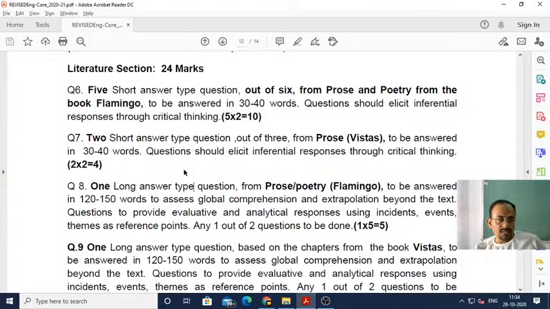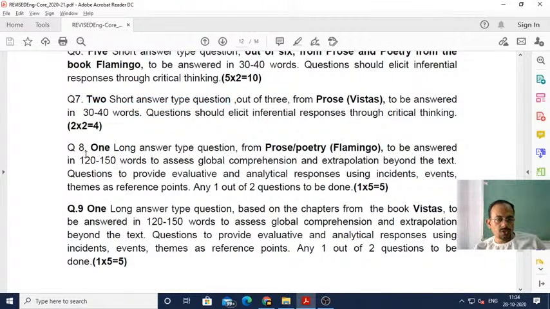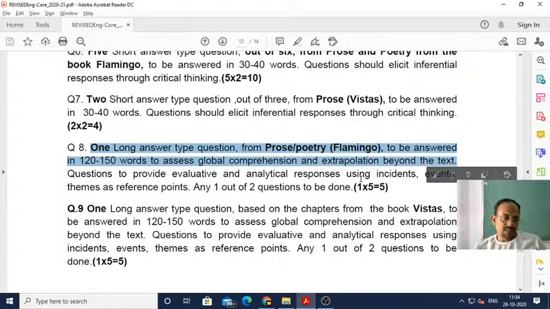So dear students, as you can see, in question number 6, you have to answer 5 questions all from Flamingo's prose and poetry, and in the next question you've got to answer 2 short type questions out of 3 from prose. Next, question number 8, you see 1 long answer type question from prose and poetry. Question number 8 will be 1 long answer type question from Flamingo prose and poetry, to be answered in 120 to 150 words to assess global comprehension and extrapolation beyond the text.